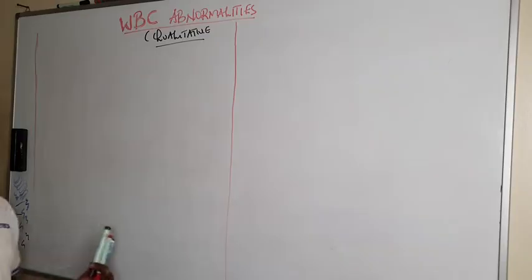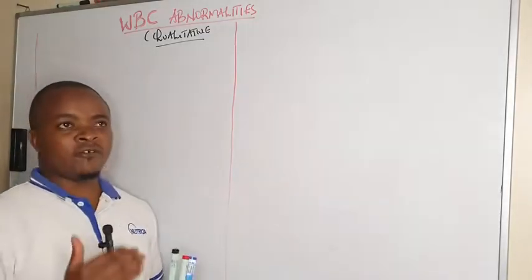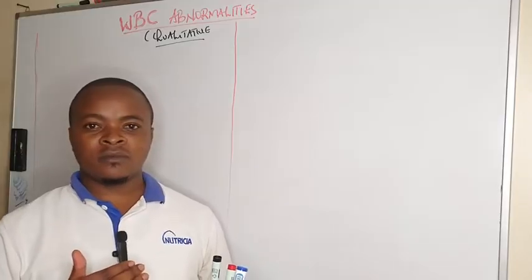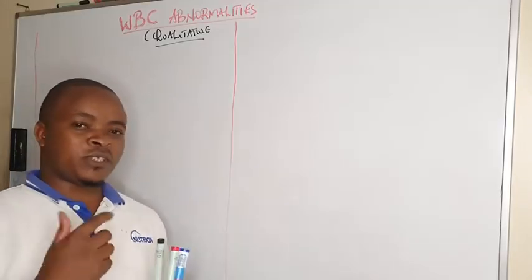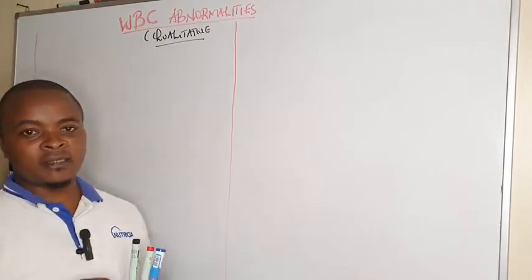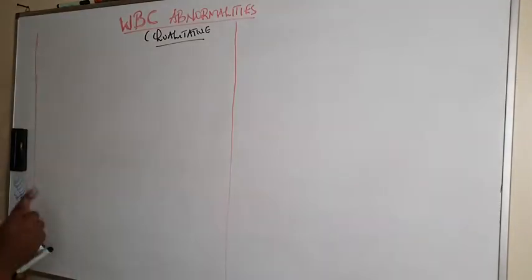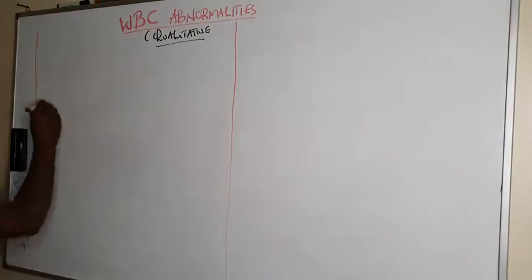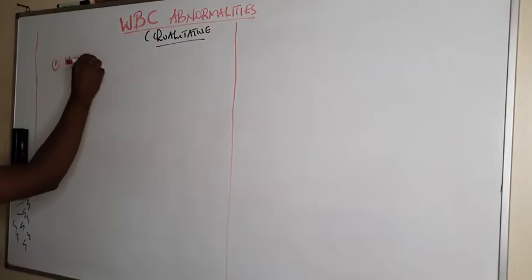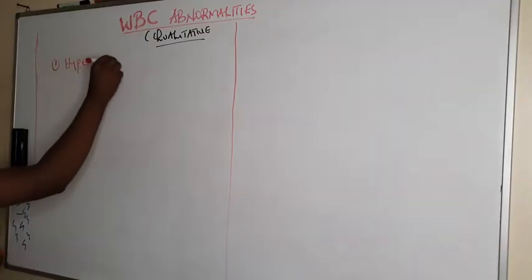And we are saying, what is qualitative? Qualitative is change in functioning of the cell. So we want to see which abnormalities affect normal functioning of white blood cells. So we want to begin with hypersegmentation. So number one, we are looking at hypersegmentation.